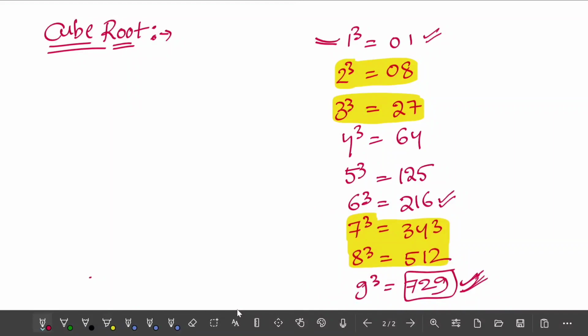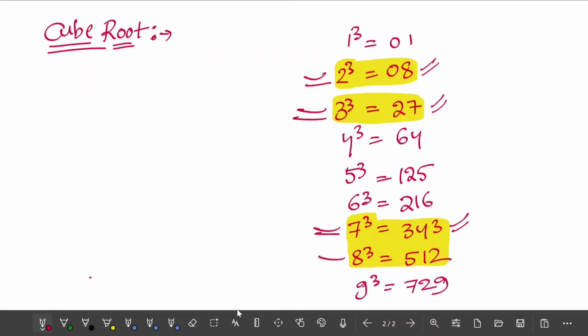Now come to this part. See, for 2 cube, the unit digit is 8. For 3 cube, the unit digit is 7. For 7, the unit digit is 3. And for 8, the unit digit is 2. For 2, the unit digit is 8, and for 3, the unit digit is 7.